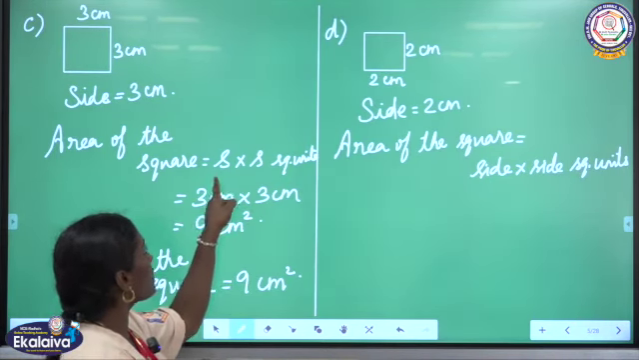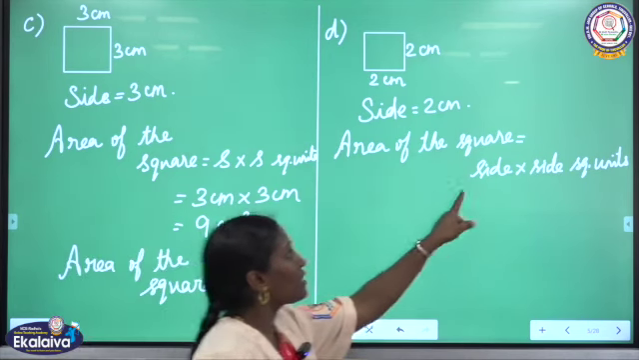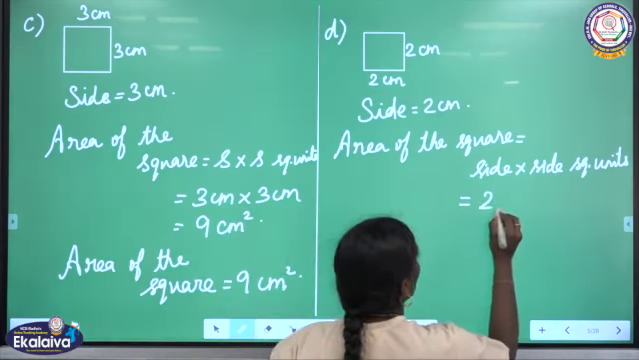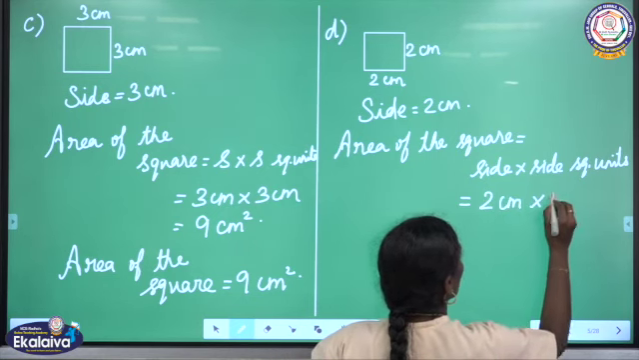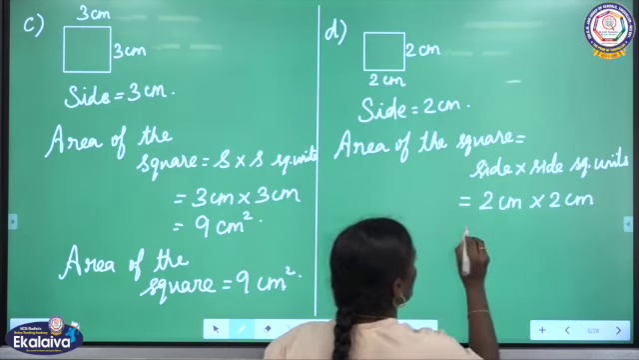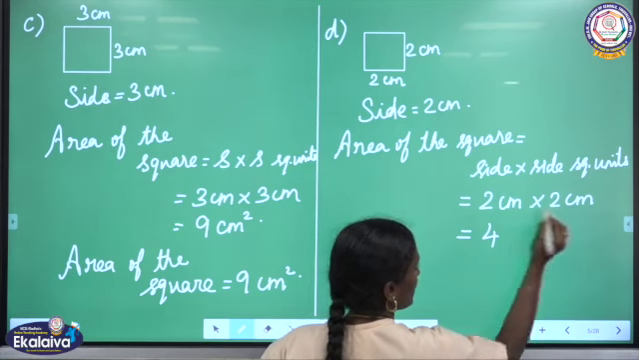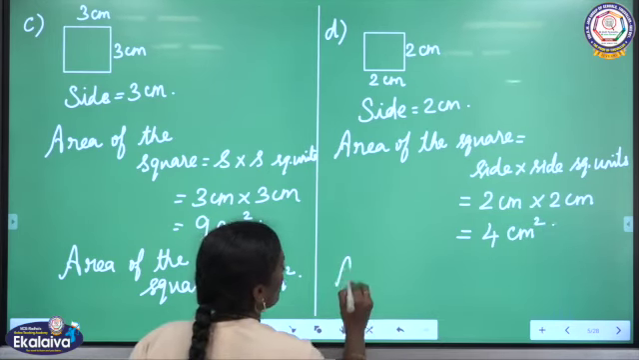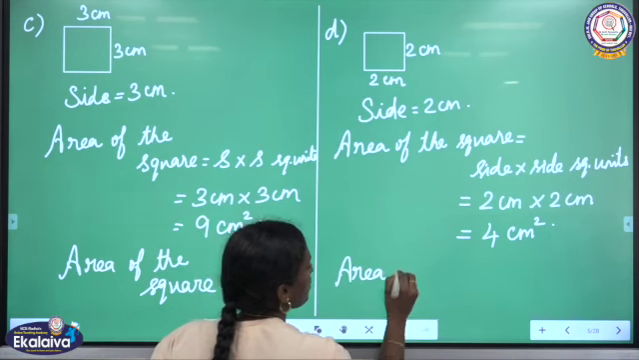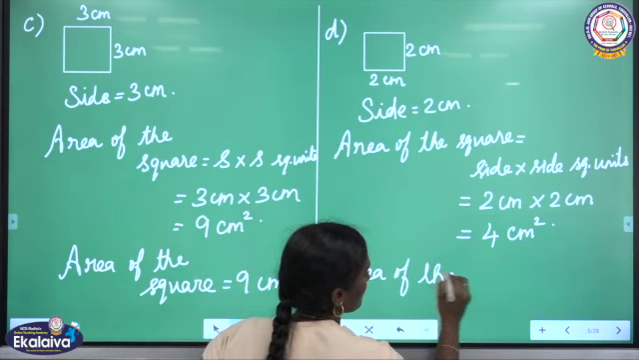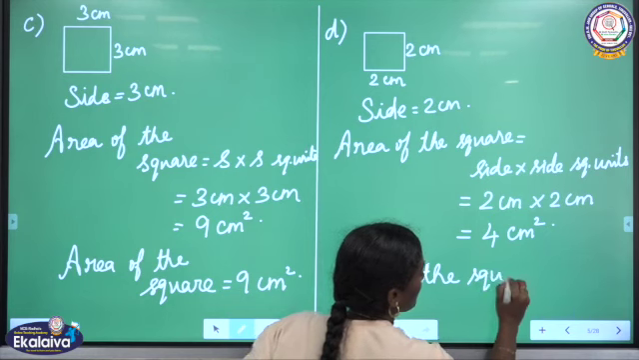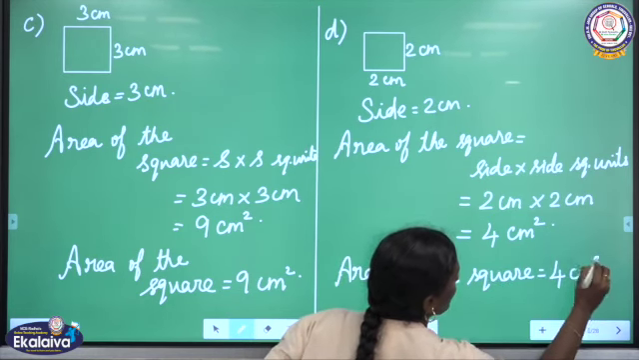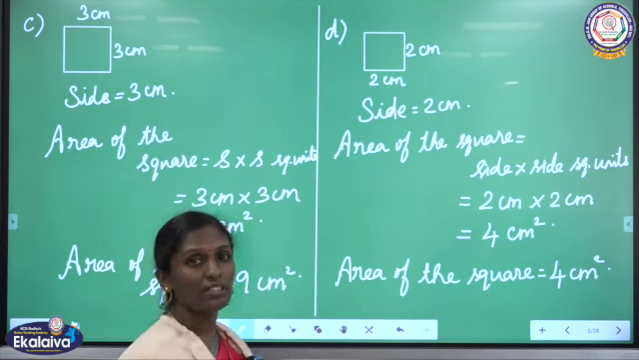Both are the same only. Here we are representing side. We can write side into side also. So, side is equal to 2 centimeter into 2 centimeter. 2 2s are 4 centimeter into centimeter, centimeter squared. So, the area of the square is equal to 4 centimeter square. Is it clear, children?